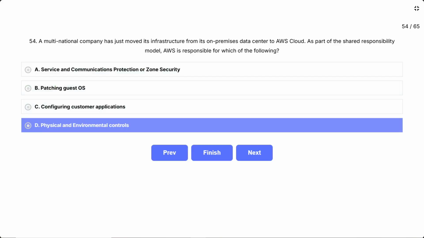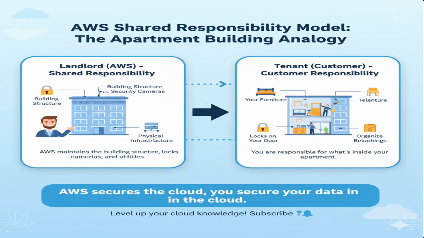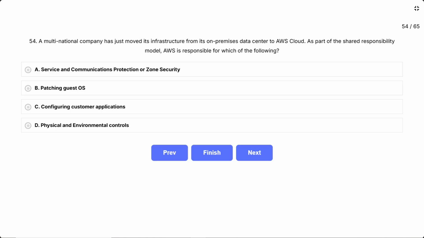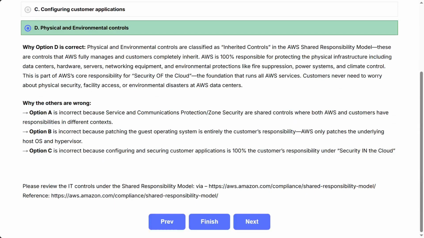Think of AWS as the landlord of a secure apartment building. The landlord, AWS, maintains the building structure, locks, security cameras, and utilities. That's the physical infrastructure. You, the customer, are responsible for what's inside your apartment, your furniture, locks on your door, and how you organize your belongings. The correct answer is D, physical and environmental controls. Why option D is correct?